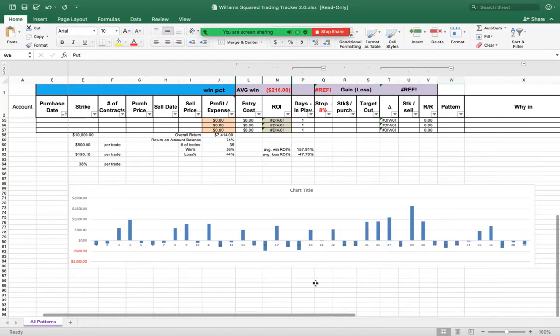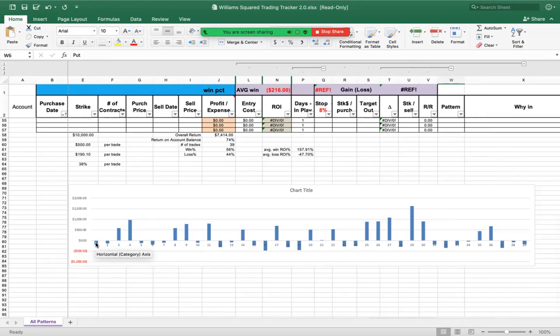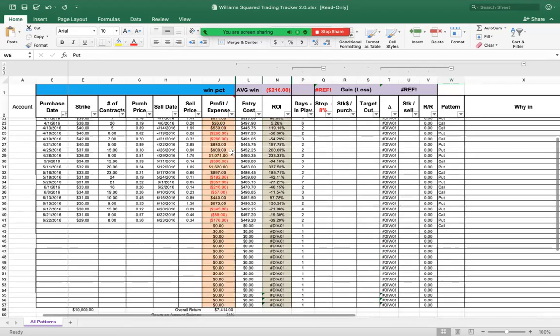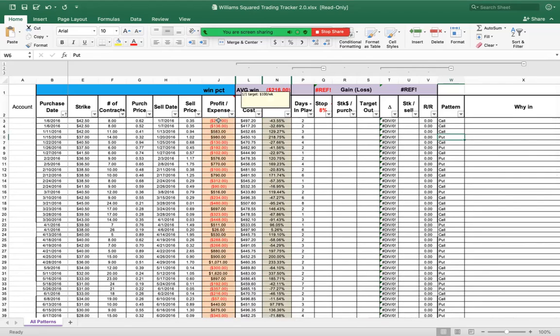So here we have a chart, a bar chart, that is measuring the profits and loss. So this is taking all of the data from this section here, all right? And let's see here.